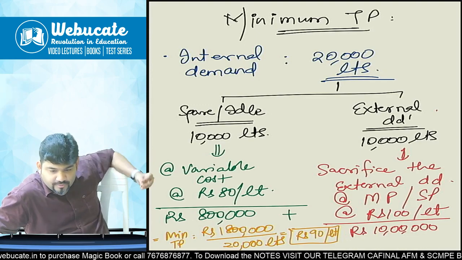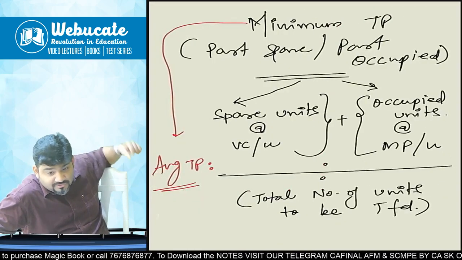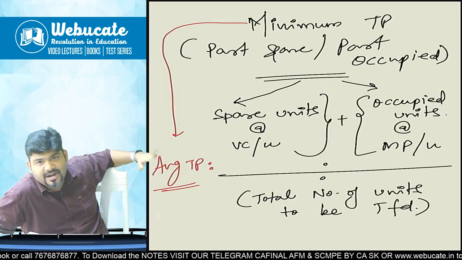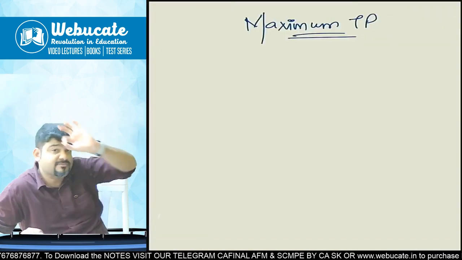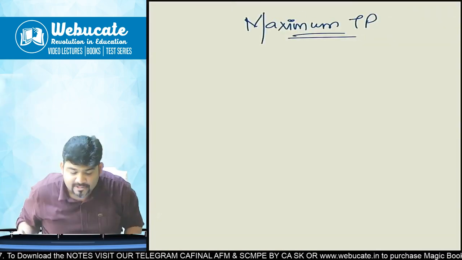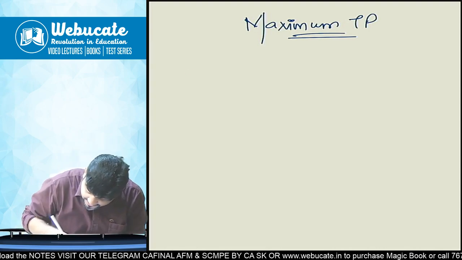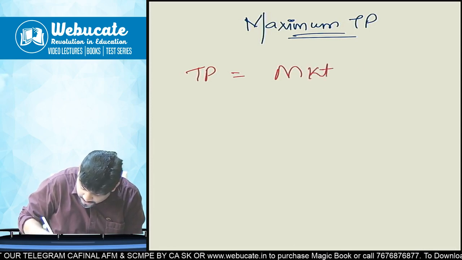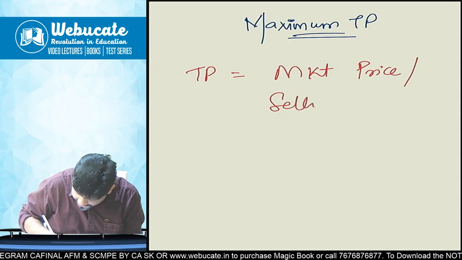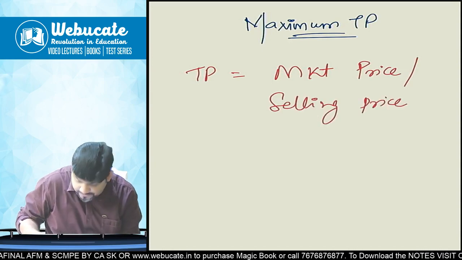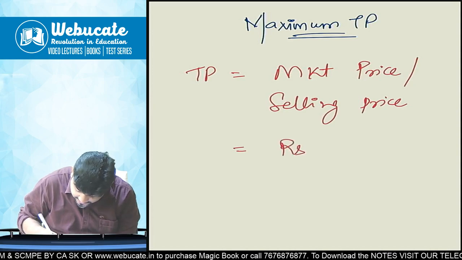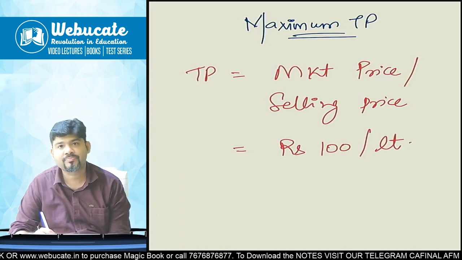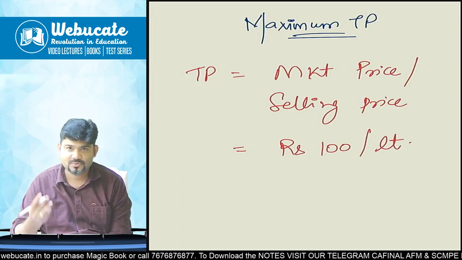Right? So overall, we will say that this is the minimum transfer price. For the spare unit, we'll pay variable cost. For the occupied units, market price. Total divided by the total number of units internally transferred, we'll get the average transfer price, which is the minimum transfer price. For the maximum transfer price, we will say that transfer price, again, is equal to your market price, or what we call the selling price, which is as a matter of fact rupees 100 per liter. Any doubts, anybody? No, we're done.